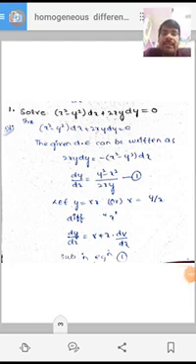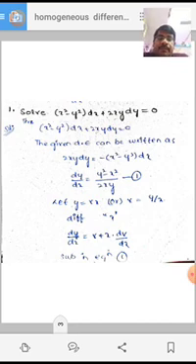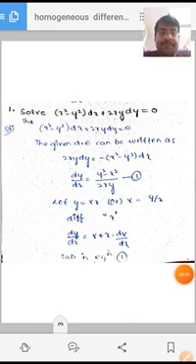Solve the differential equation (x square minus y square) dx plus 2xy dy equal to 0. Here the coefficient of dx and the coefficient of dy, x square minus y square and 2xy, both have the same degree, that is degree 2. This can be written in the form dy by dx is equal to, here, this is a homogeneous differential equation.